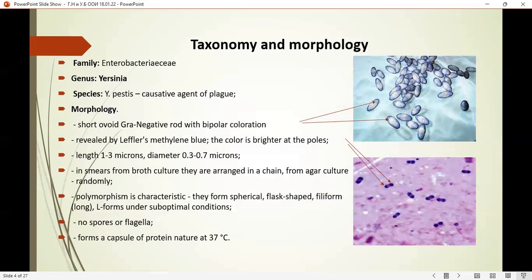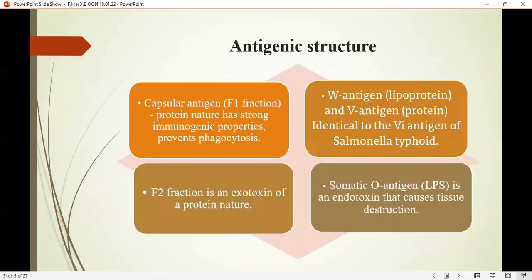Bipolarity is especially pronounced in smears prepared from human or rodent organs. It is well detected when stained with methylene blue, according to Leffler. It has a delicate capsule that protects bacteria from phagocytosis. Yersinia pestis has several antigens.